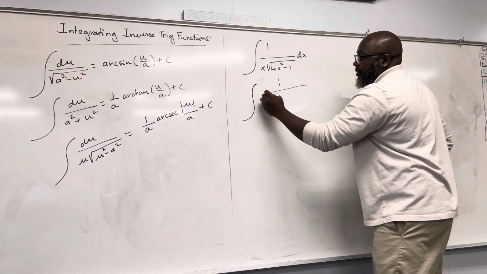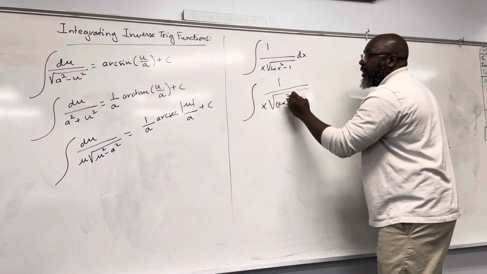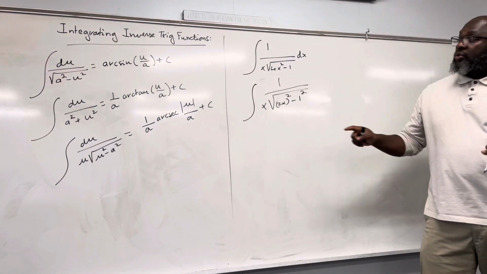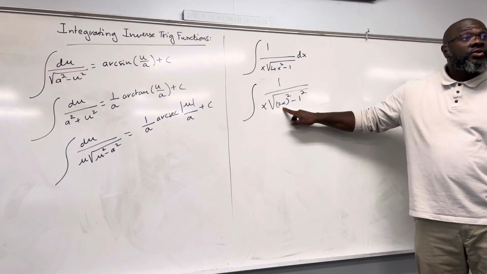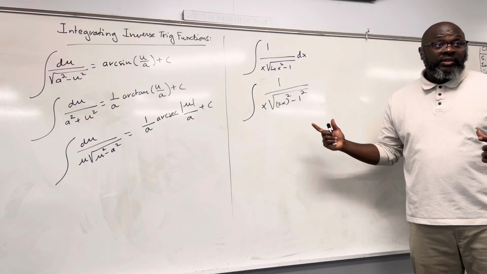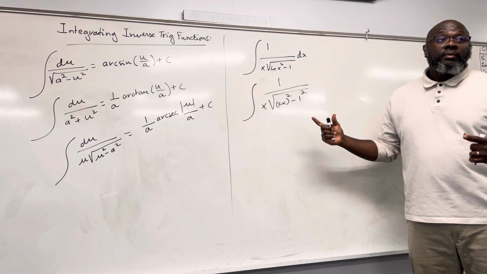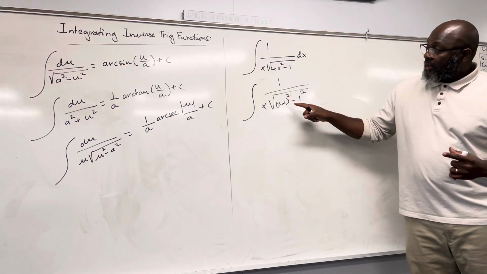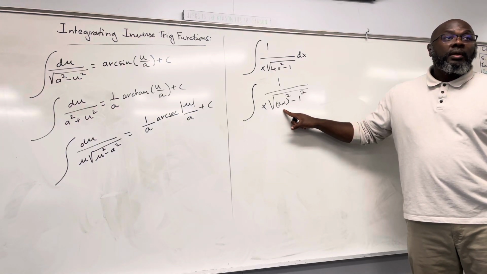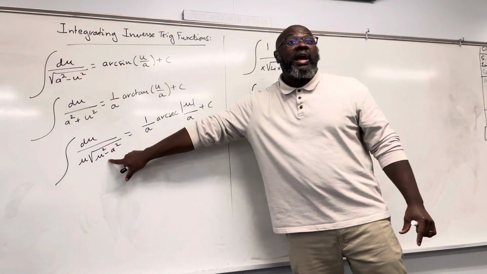Let me rewrite this expression for you. This is x over the square root of 2x, the whole thing squared, minus 1 squared, because 1 is 1 squared, correct? So now u is 2x, because 4x squared is 2x, the whole thing squared. Do you see what I'm talking about? I have to rewrite it so that I can match it up with what I have here.